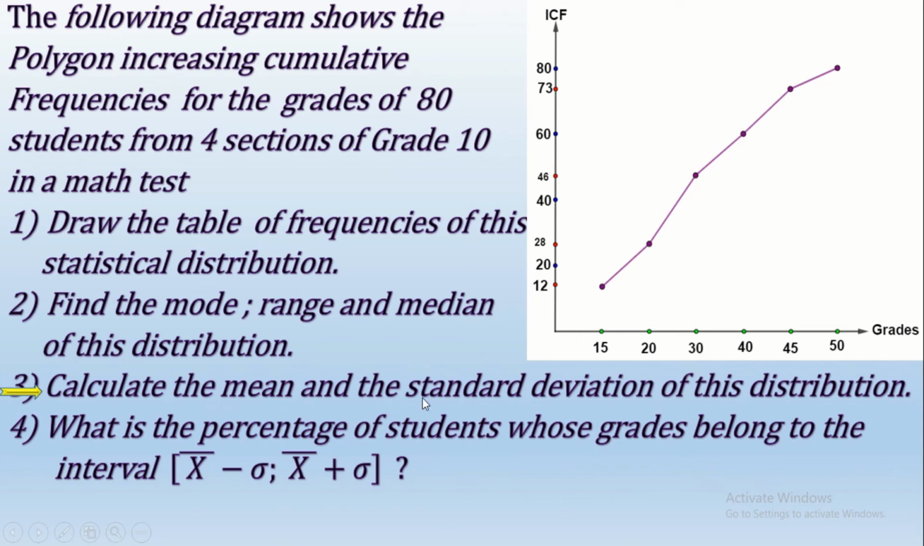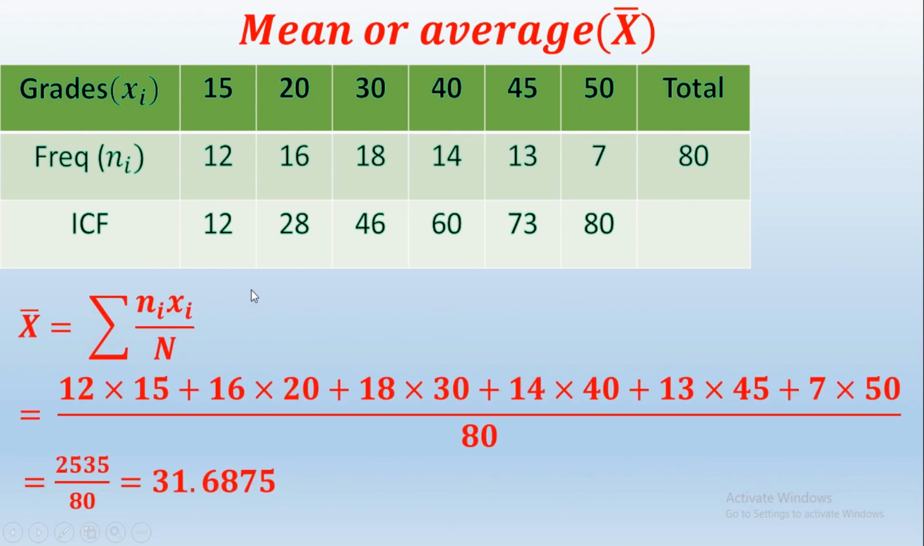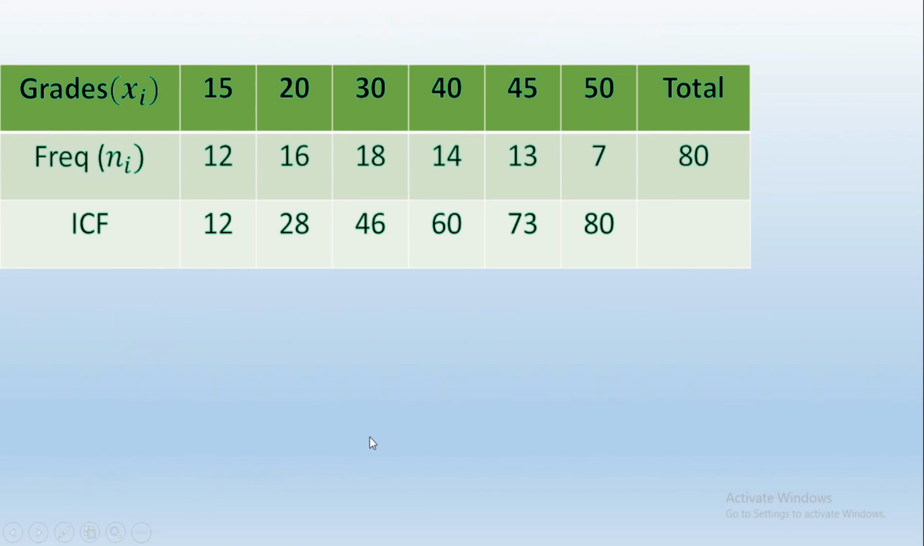Now calculate the mean and the standard deviation of this distribution. Sure, we can say that the mean is x bar equals the summation of ni xi over the total of ni. Here it's 12 times 15 plus 16 times 20 plus 18 times 30 plus 14 times 40 plus 13 times 45 plus 7 times 50, all divided by the total, which is 80. So here we get x bar is 31.6875.